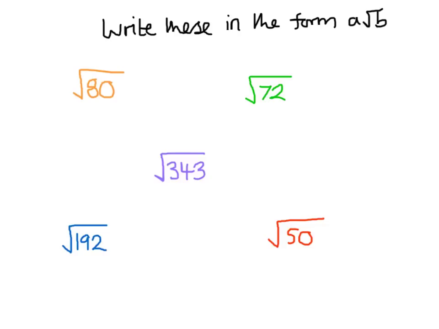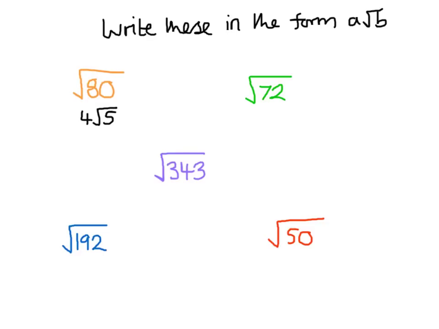So we've got to find the square numbers that go into 80. The biggest square number is 16. So that's the square root of 16 times the square root of 5. So I can simplify that. I know what the square root of 16 is. It's 4. So that's 4 lots of the square root of 5.